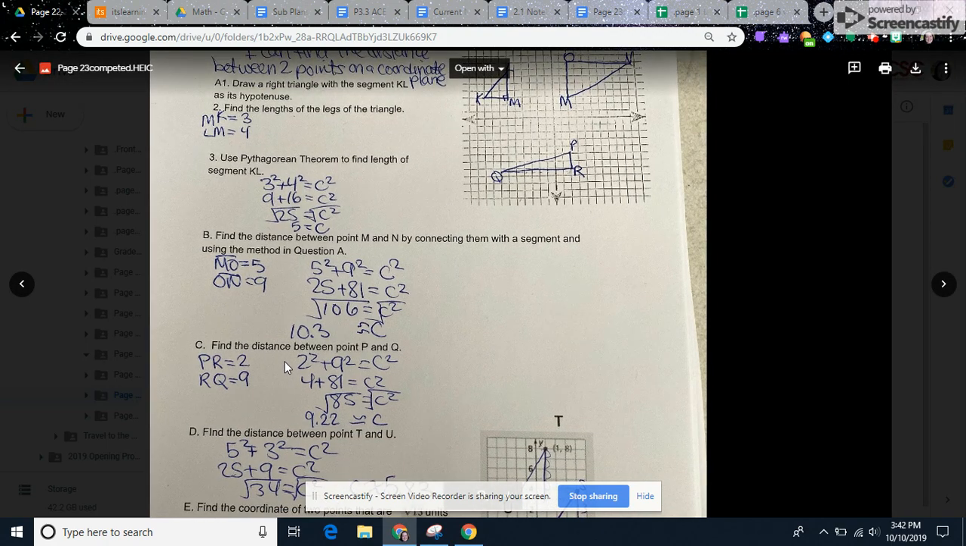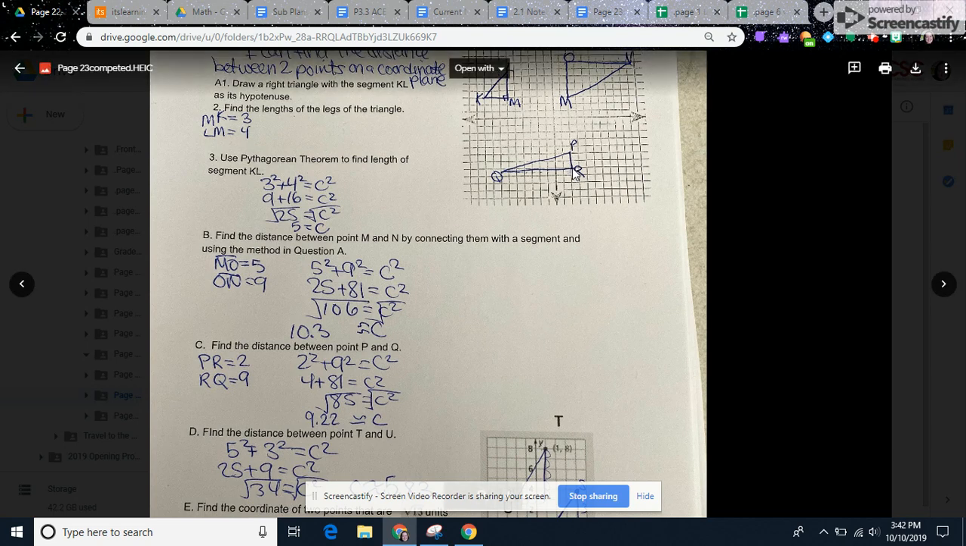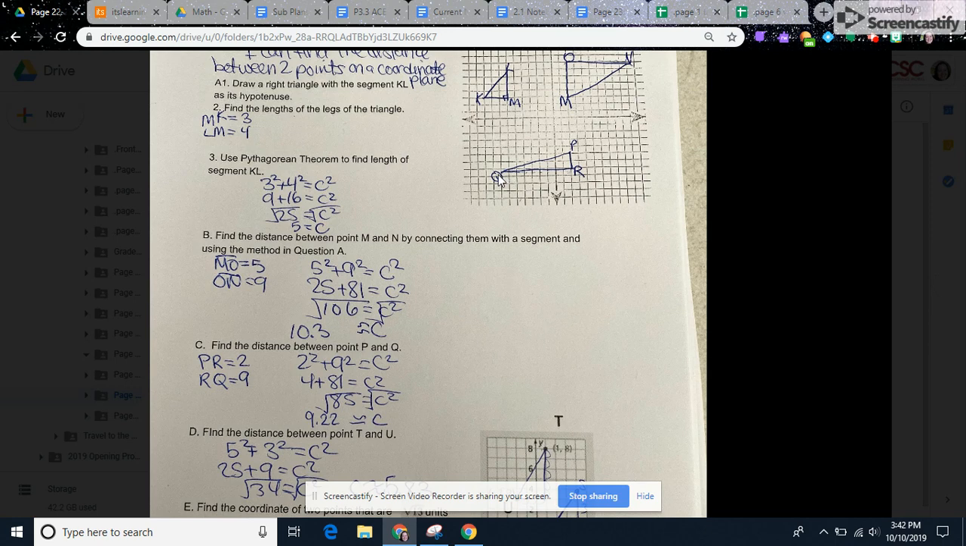The next one, we have PR and PQ. So PQ is your hypotenuse. So you're trying to find how far away they are from each other. So to do that, you can count your PR is the distance of 2, and RQ is the distance of 9. So again, you can plug those into the Pythagorean Theorem. 2 squared is 4, 9 squared is 81, equals c squared. 4 plus 81 is 85, so then you get 85 equals c squared. And then to solve that, to get c by itself, you got to take the square root of both sides. The square root of 85 is going to get you pretty close to, so you'll see the approximately sign, 9.22.